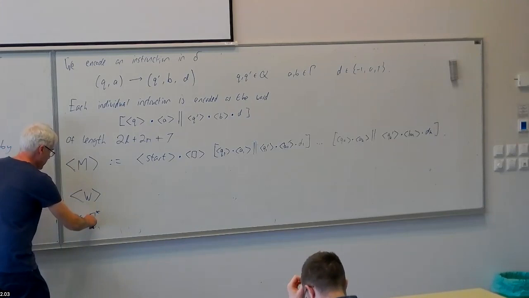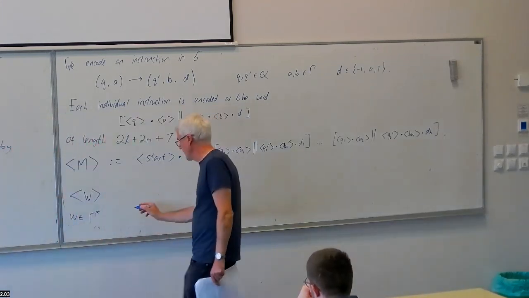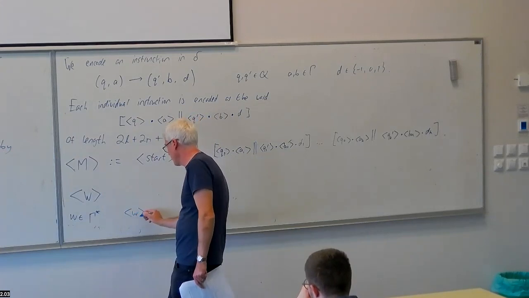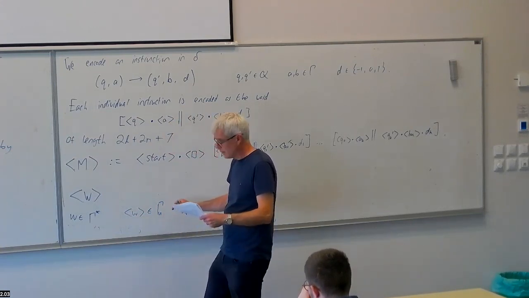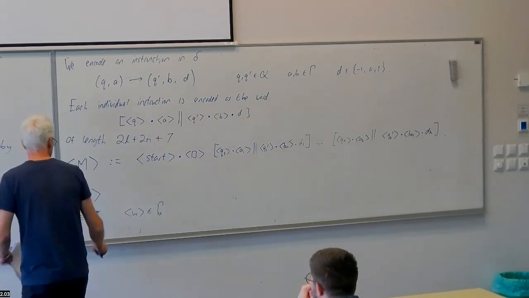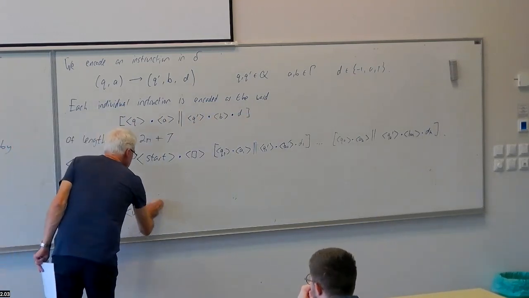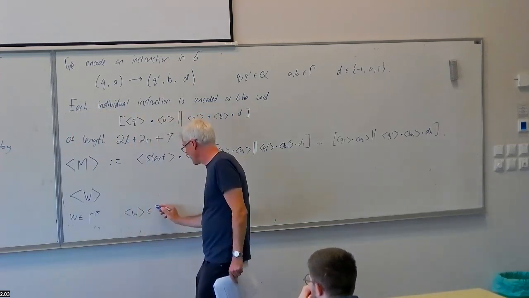So for a word over the tape alphabet of the Turing machine M, the encoding of the word is a word over the universal alphabet, gamma U. Can I call it gamma U? It should be sigma U. I don't remember what I wrote before, but if I wrote gamma U, it should be sigma U.